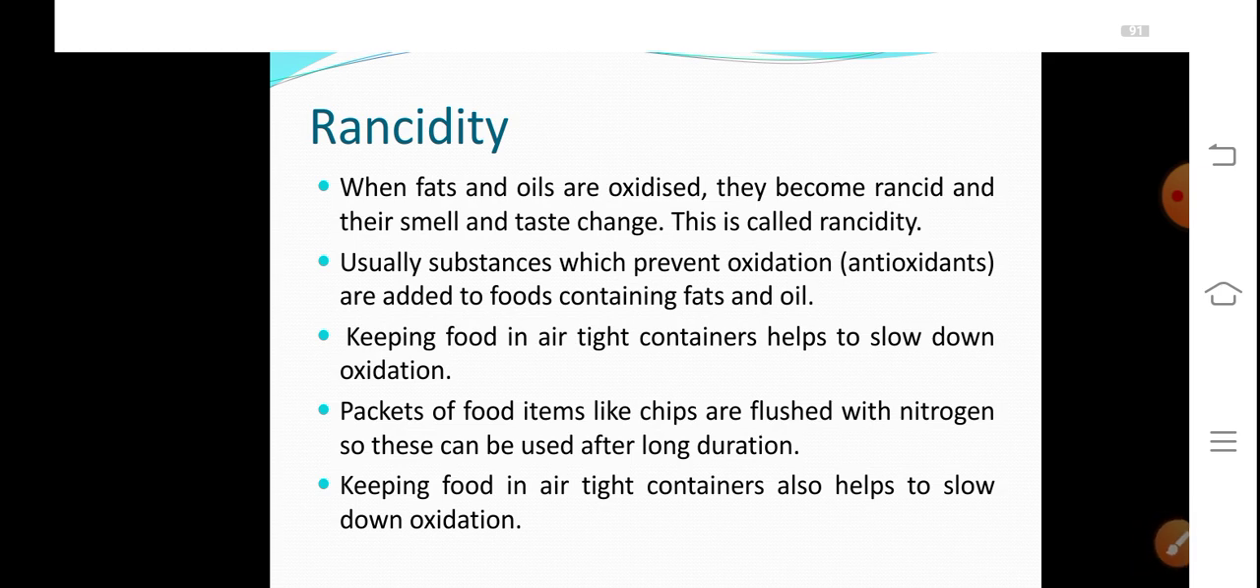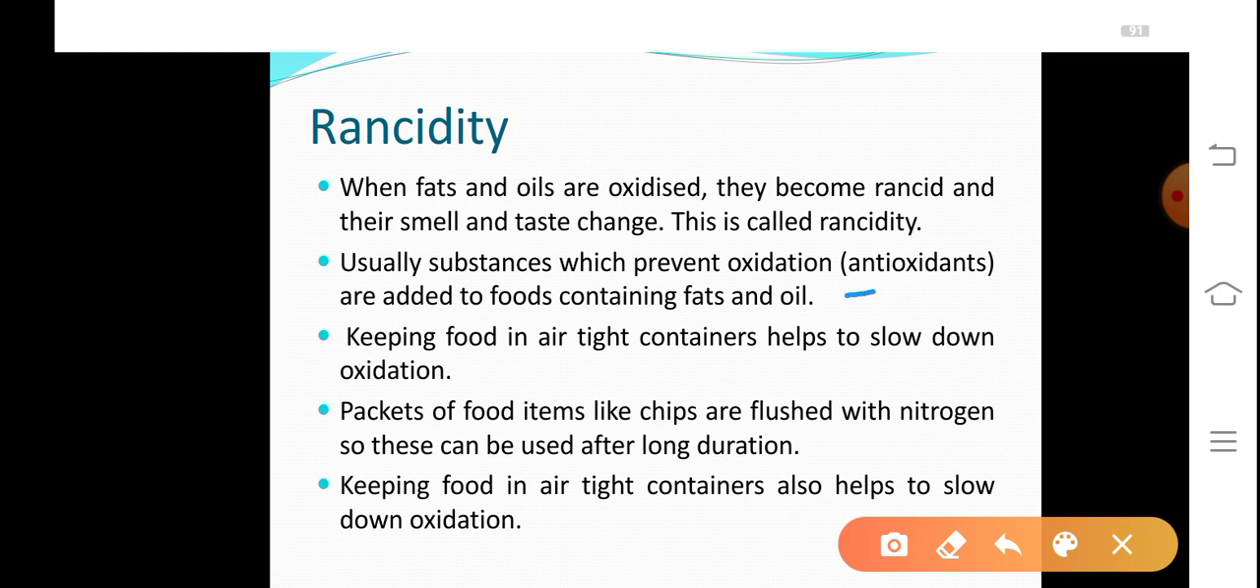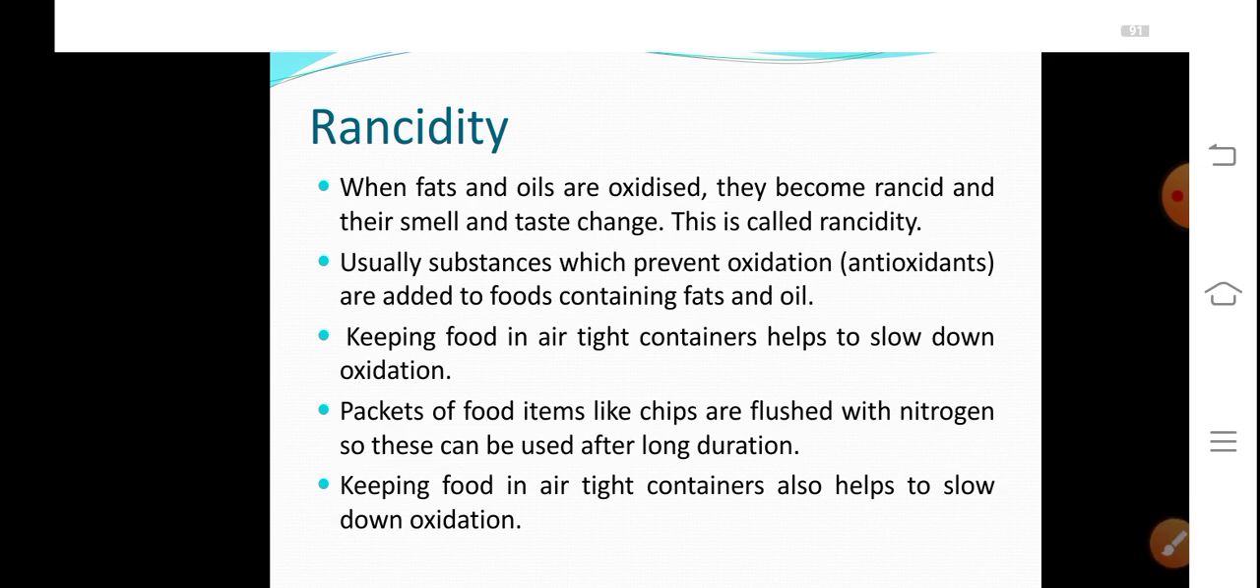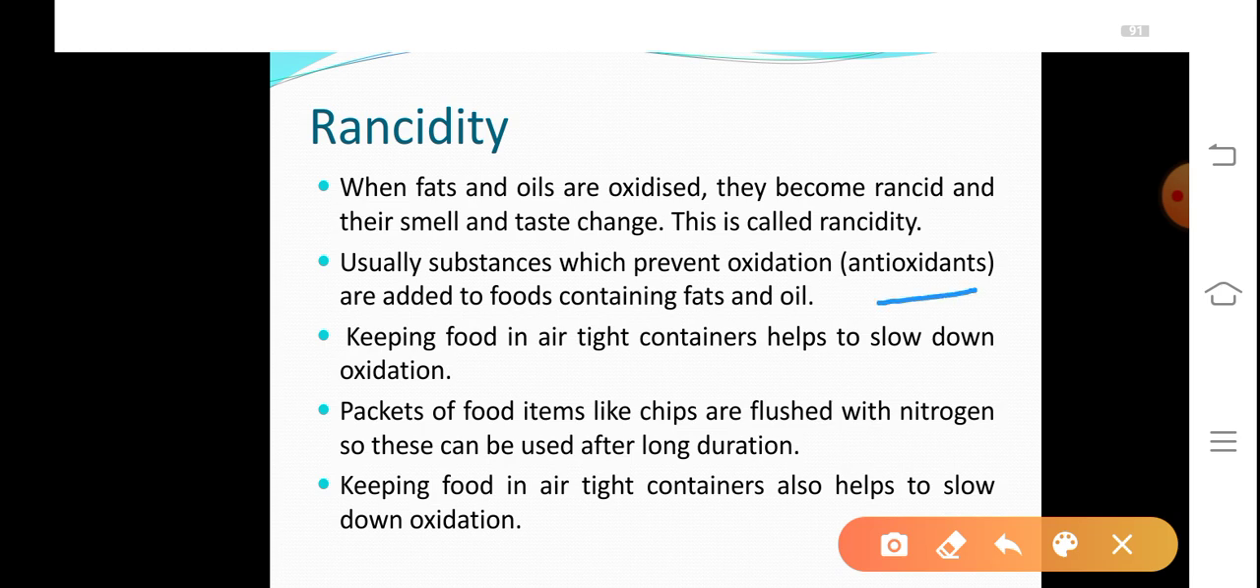Usually, substances which prevent oxidation are added to food containing fats and oil. These substances, which prevent oxidation, are known as antioxidants. Keeping food in airtight containers helps to slow down oxidation. Why? Because in airtight conditions, the entry of oxygen is restricted. Packets of food items like chips are flushed with nitrogen, so they can be used after a long time. So, rancidity is the oxidation of food and it can be prevented by adding antioxidants to packed food items.